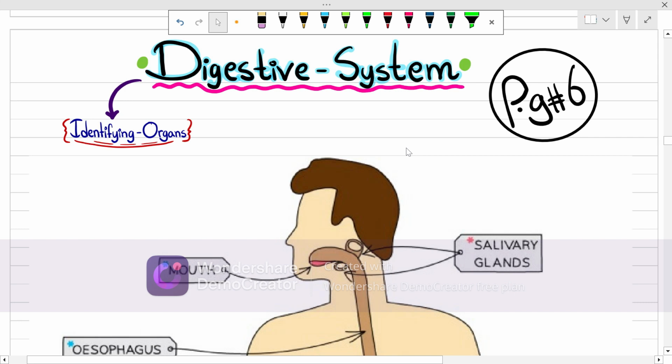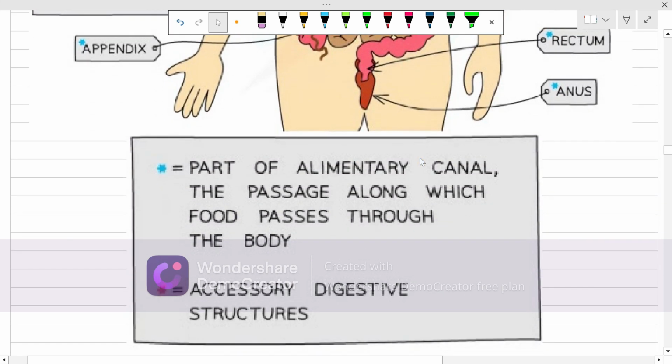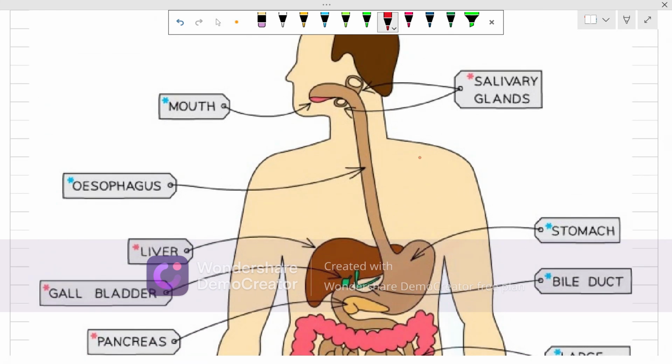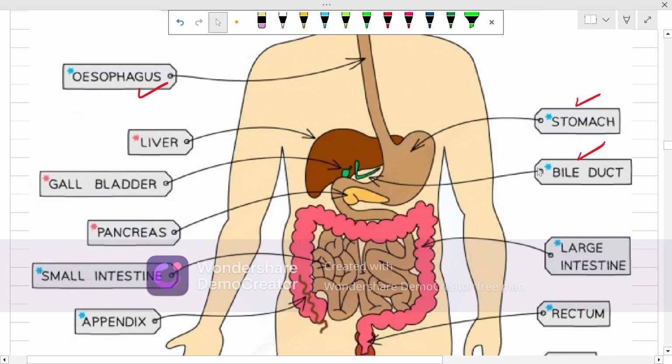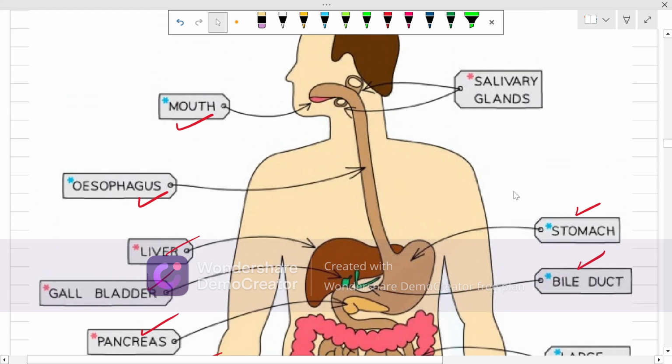Okay, now we're done with the nutrition part of this chapter. Now we're going to start the digestive system. First, we're going to identify the organs of the digestive system. In the organs of the digestive system, we have the accessory digestive structures and the alimentary canal. Mouth, esophagus, stomach, bile duct, large intestine, rectum, and anus are all part of the alimentary canal, as well as the small intestine. Appendix is cancelled from the syllabus. While pancreas, gallbladder, liver, and salivary glands are all part of the accessory organs.